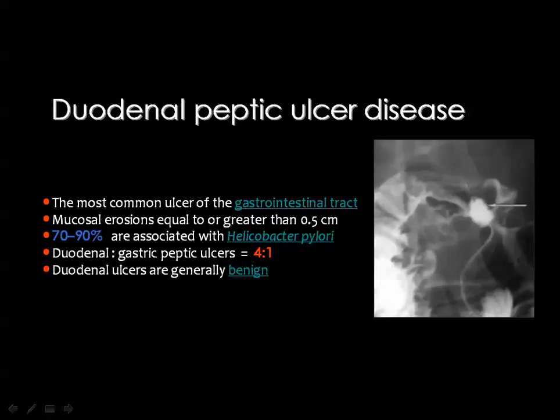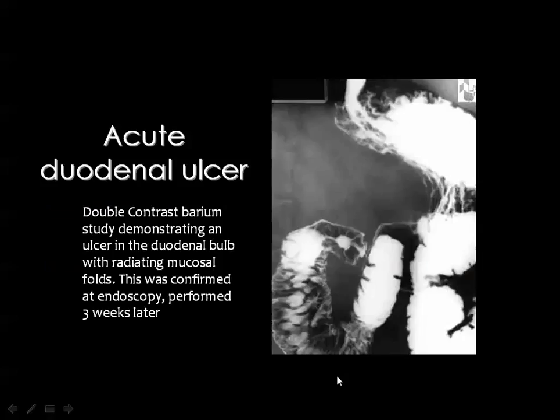And the duodenal ulcers, as I have said, are generally benign, and you know that the benign ulcer is an area of localized persistent barium collection, and the mucosal folds are seen reaching the edge of the ulcer. And here is the typical appearance of acute duodenal ulcer in the duodenal bulb.